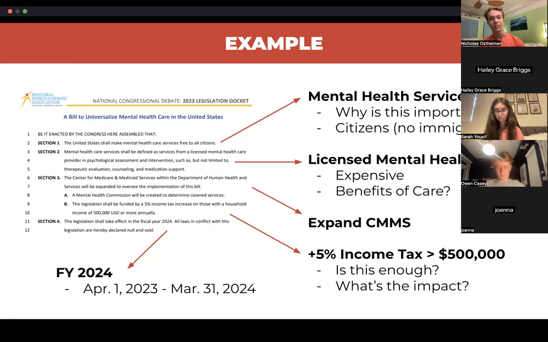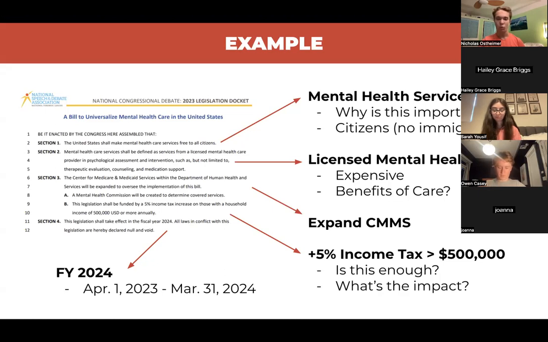So we move on to Section 2. Mental health care services shall be defined as services from a licensed mental health care provider in psychological assessment and intervention, such as but not limited to therapeutic evaluation, counseling, and medication support. Section 3 reads, the Center for Medicare and Medicaid Services within the Department of Health and Human Services will be expanded to oversee the implementation of this bill. A mental health commission will be created to determine covered services. And this legislation will be funded by a 5% income tax increase on those with a household income of $500,000 or more annually. So, what services are covered by this bill, and who determines what they are?